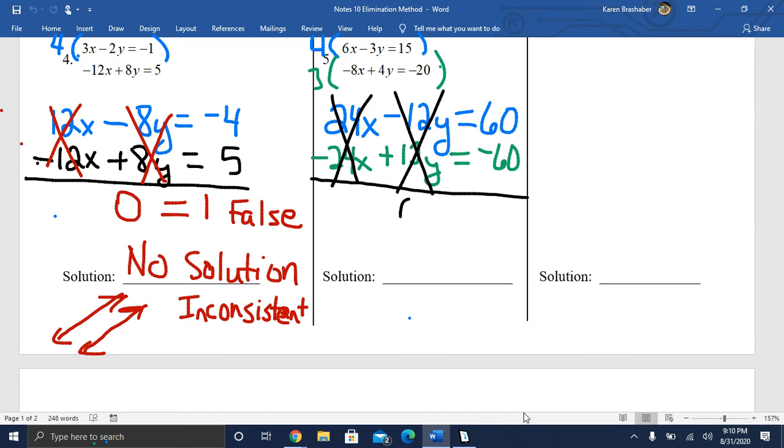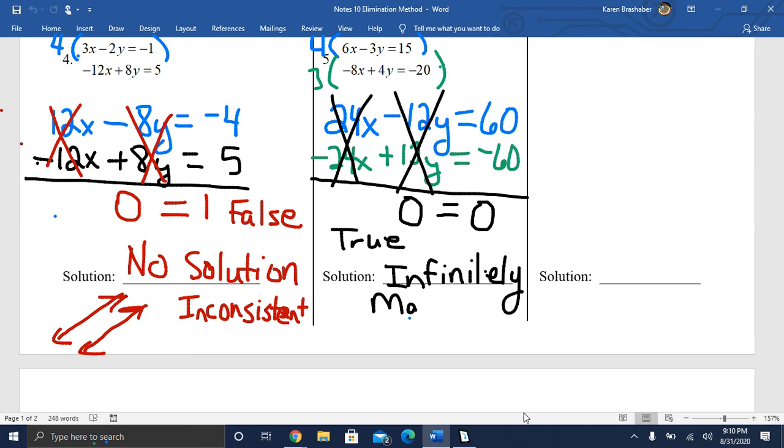So just as we said in the last one, we have to have something on that left-hand side of the equal sign, so that will be 0. But I look over on my right-hand side, and I'm combining 60 and negative 60, and that also adds up to 0. And so this is a true statement. I have 0 equals 0. And when you have that happen, then your answer is infinitely many solutions.